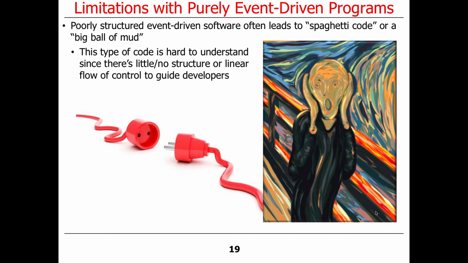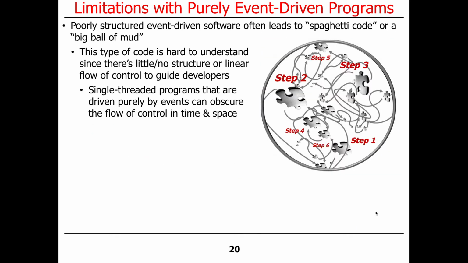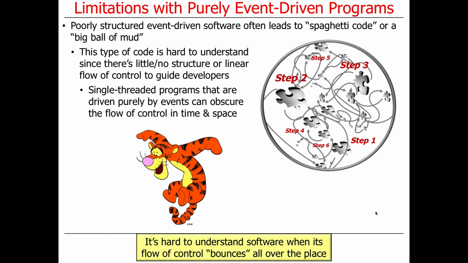Well, it's hard because there's very little structure or linear flow of control to help guide developers. You have to keep putting state off to the side and handle the results of asynchronous calls. So the problem here is that single-threaded event-driven programs can obscure the flow of control in time and space. That's kind of the main problem. And what's going on here is that the flow of control is bouncing all over the place in the software, and so it's difficult to get your head around what's happening.